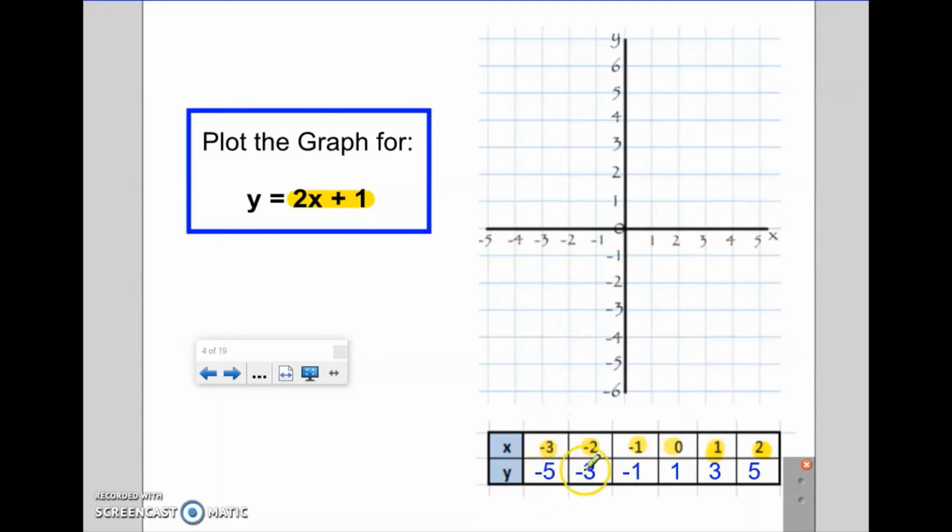Okay, so I'm now going to plot each of these values as a coordinate. -3, -5. I'm going to put a dot. -2, -3. I'm going to put a dot. -1, -1. 0, 1. 1, 3. And 2, 5. Okay, so you can see that these values create a straight line.